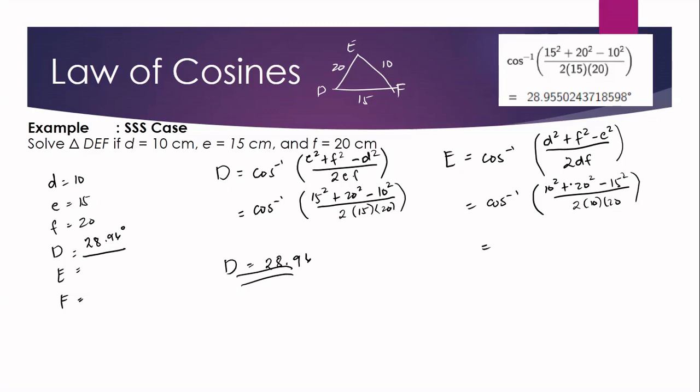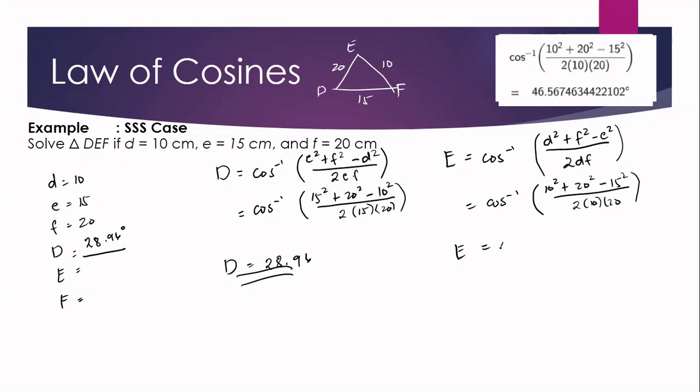Again, you can do that step by step and get the values, but you can also use the calculator. If you look here, when we press on the calculator cosine inverse of 10 squared plus 20 squared minus 15 squared, all over 2 times 10 times 20, this will be our answer. Which means that our angle E is equal to 46.57 degrees. So, angle E is 46.57 degrees.